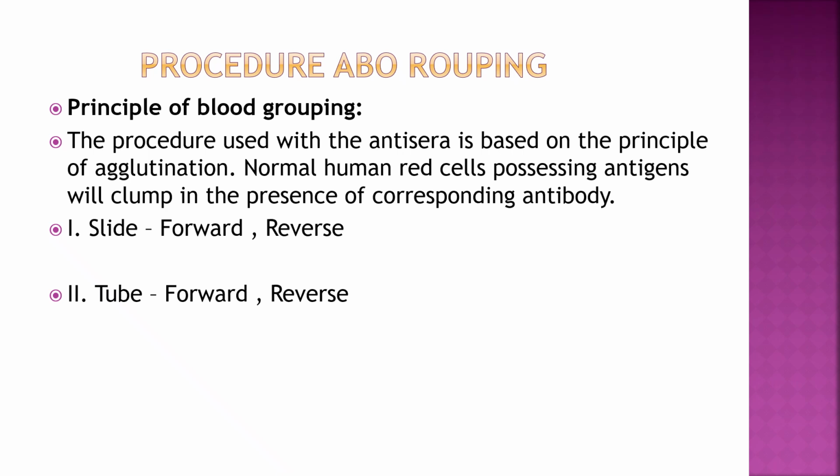In short, the principle of blood grouping is that when antigen and antisera are mixed together, they form agglutination or clumps, and then we can decide the blood group. The forward method can be done by slide or tube method. You take one drop of blood and one drop of known antisera, that is anti-A and anti-B, add these, wait for 2 minutes and look for the clumps.